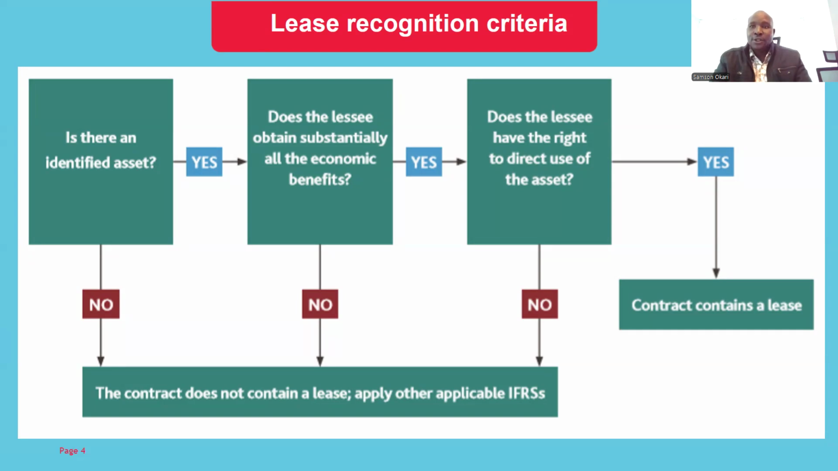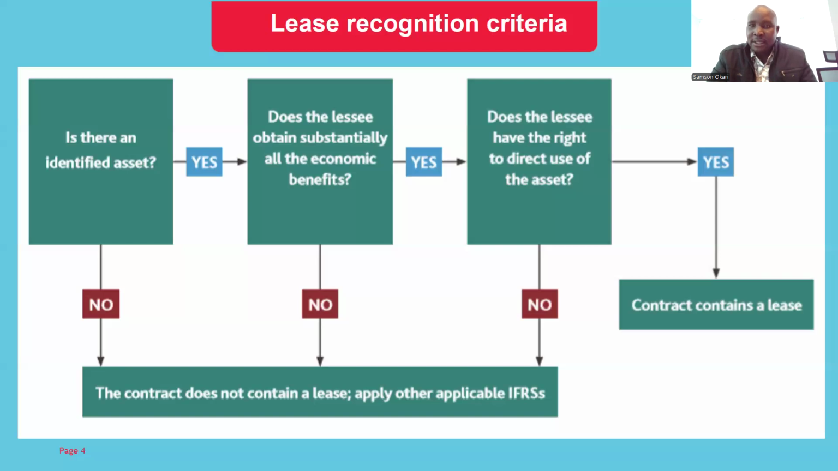Now, if the answer to that question is a yes, we then need to move to the second question. Does the lessee obtain substantially all the economic benefits? If the answer to that question is a no, again, even if the first one was a yes, that contract does not contain a lease. We have to use other IFRS guidance in accounting for that arrangement.